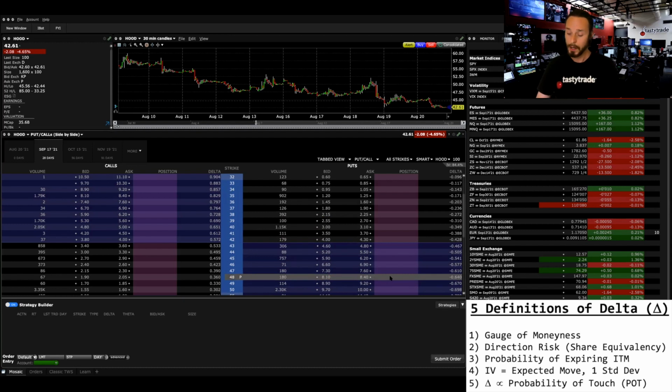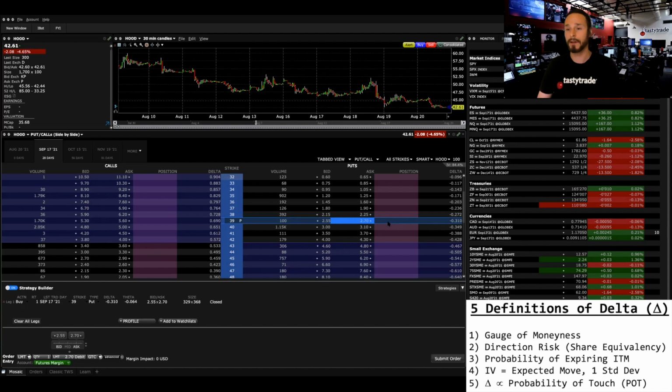Okay, so number 2, the directional risk or share equivalency. So if we were to go and say trade the 31 delta put, which happens to be this strike here, 39, you can say that your directional risk on that is roughly equivalent to 31 shares of stock. So if I was to buy that put, I would be short the equivalent of 31 shares of HOOD stock. And if I was to sell that put, I would be long the equivalent of 31 shares of HOOD. And on the call side, if I was, say, to buy the 39 delta call, I would be long the equivalent of 39 shares of stock. And to sell that call, I would be short the equivalent of 39 shares of stock.